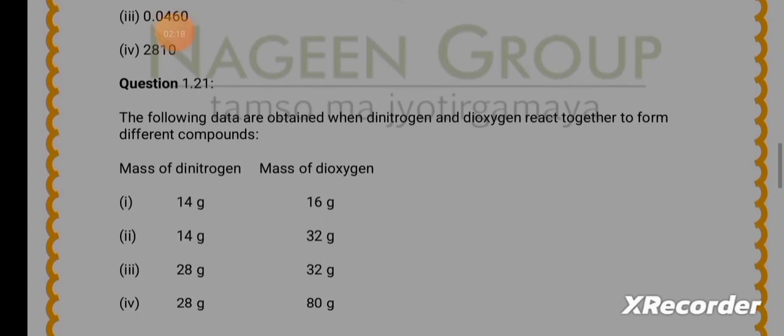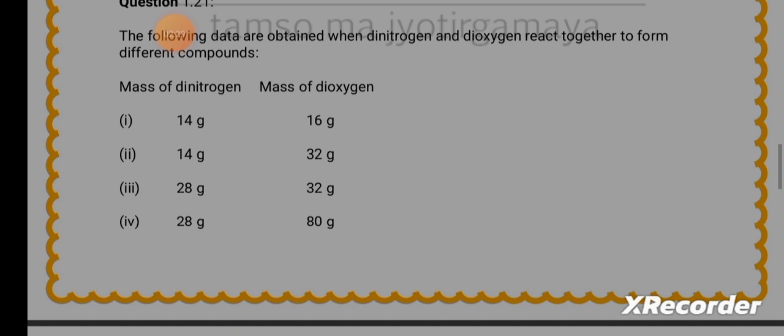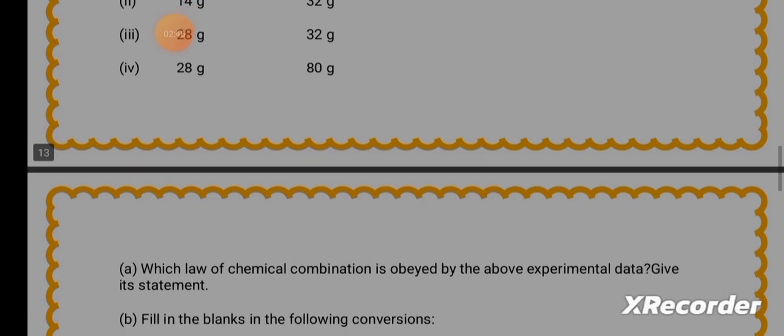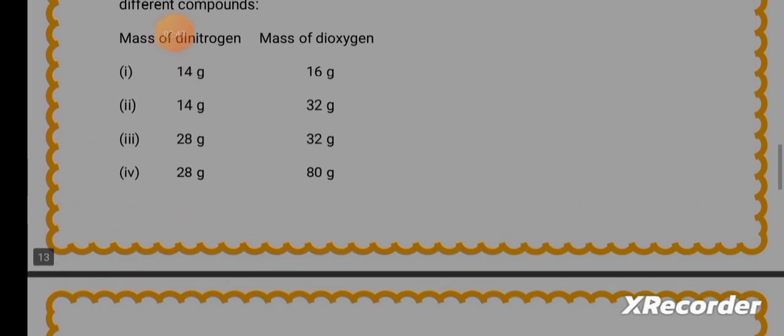Now the 21st question. The following data was obtained when dinitrogen and dioxygen react together to form different compounds. These different compounds react with each other. So your first condition: 14 gram dinitrogen and 16 gram dioxygen reacted. Second: 14 gram dinitrogen and 32 gram dioxygen. Then 28 gram nitrogen reacts with 32 gram of oxygen, and 28 gram nitrogen reacts with 80 gram of oxygen. From this data, you have to find which combination law is obeyed by the above experimental data, and give its statement.